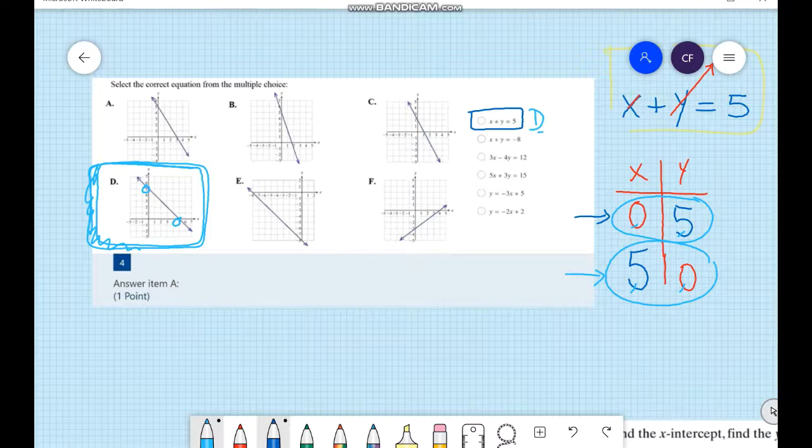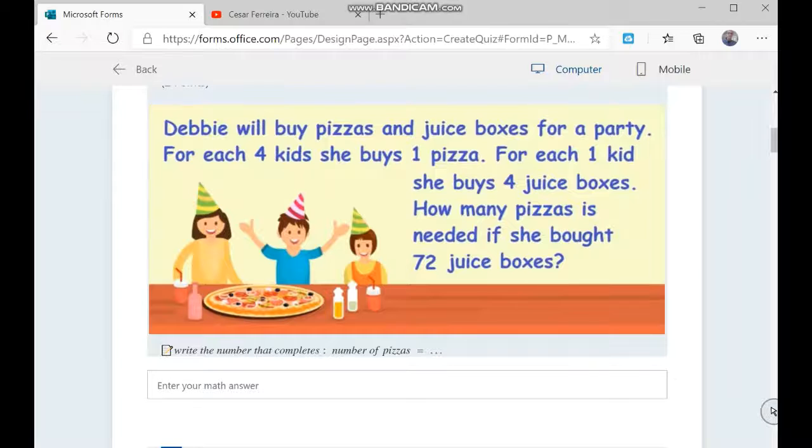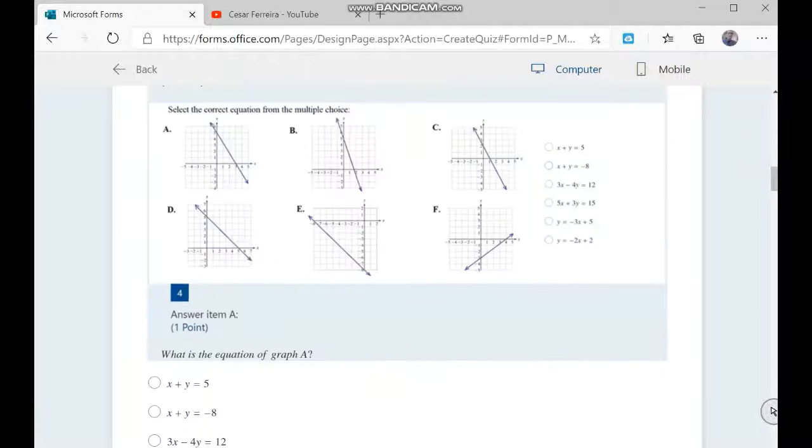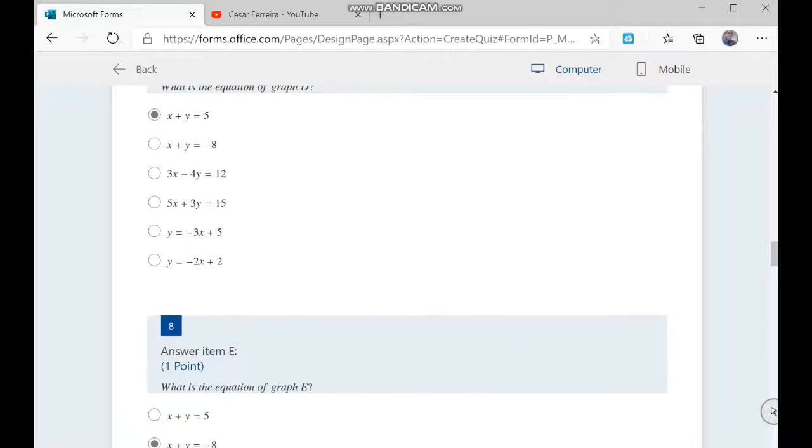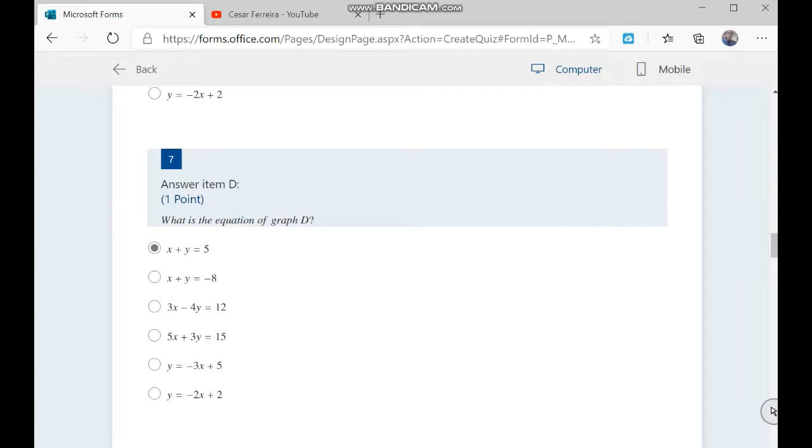To answer the quiz, you go to the Microsoft Forms, you go to item D, answer item D. What is the equation of graph D? Then you select this.